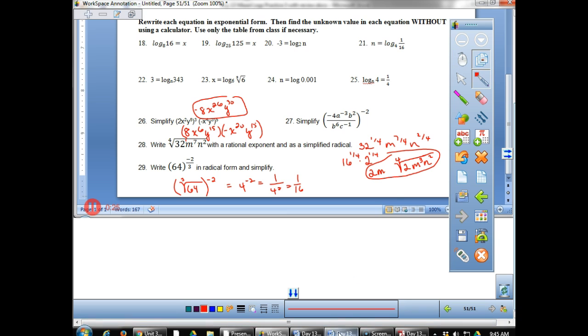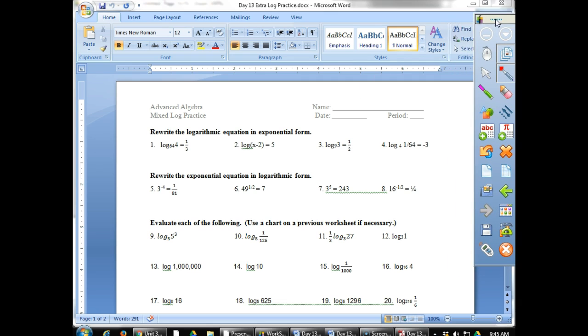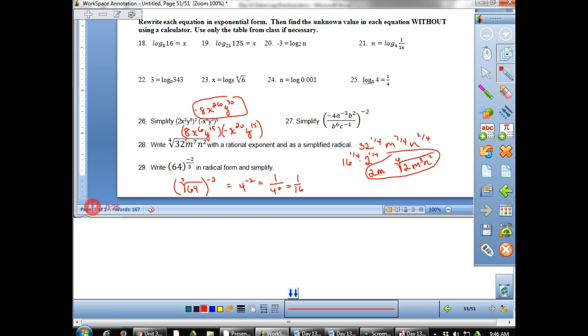Now moving on to the extra credit opportunity I gave you today, I'm going to go through some of them and do as many as I can, and then I'm going to pause it and let you finish the worksheet, and then I'll come back and let you check your answers.